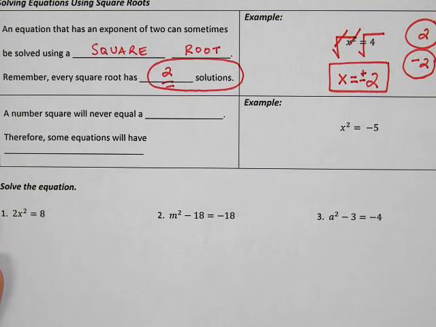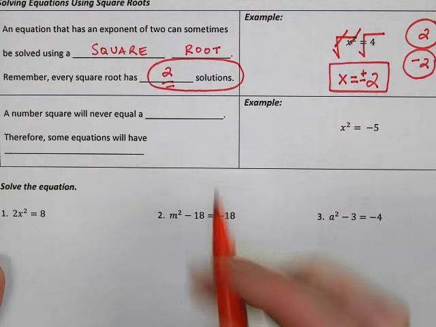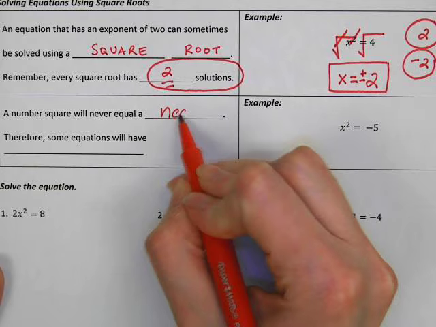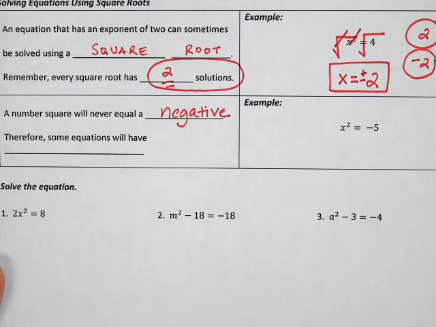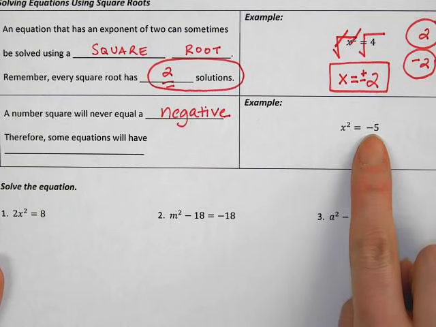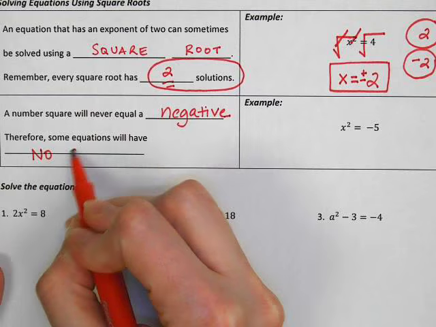One other thing you guys should know, and then we'll do a bunch of problems. A number squared will never equal a negative. So when you have a number squared equaling a negative, there will be no solution.